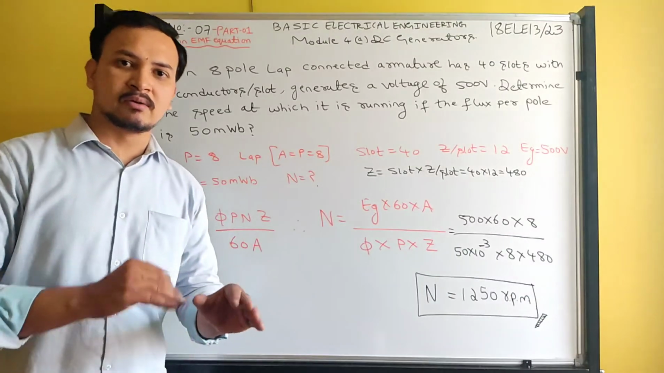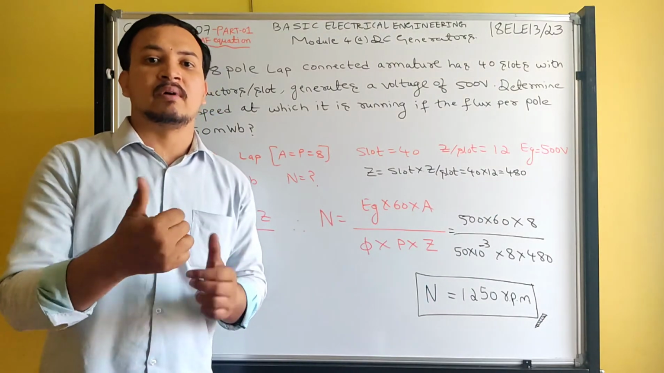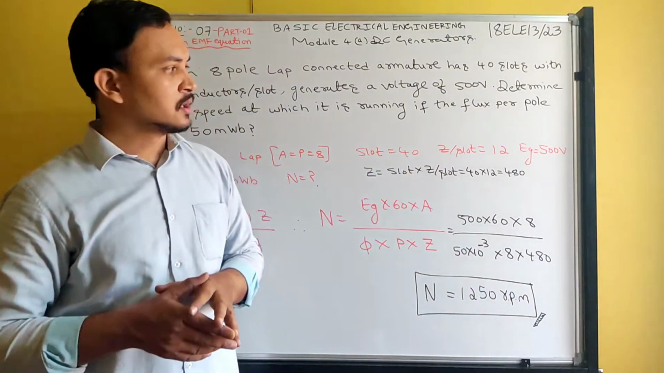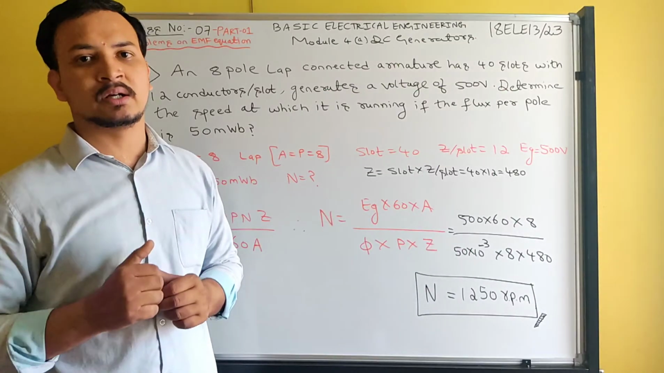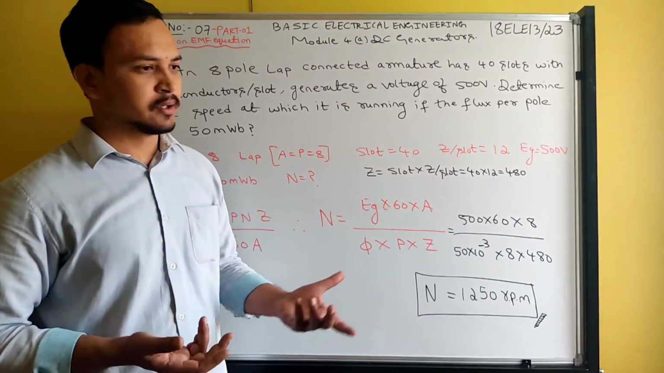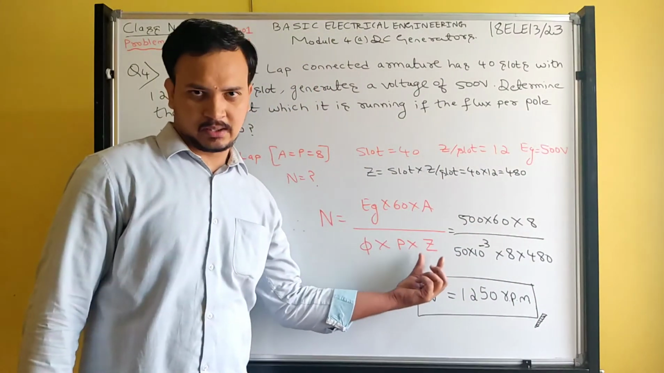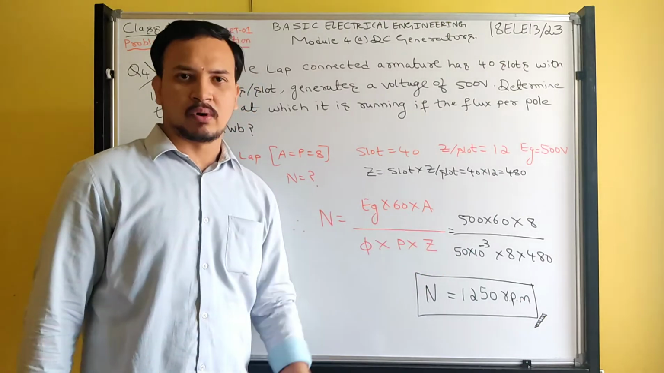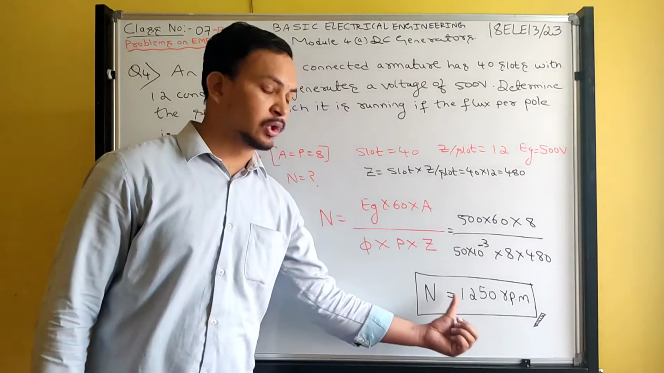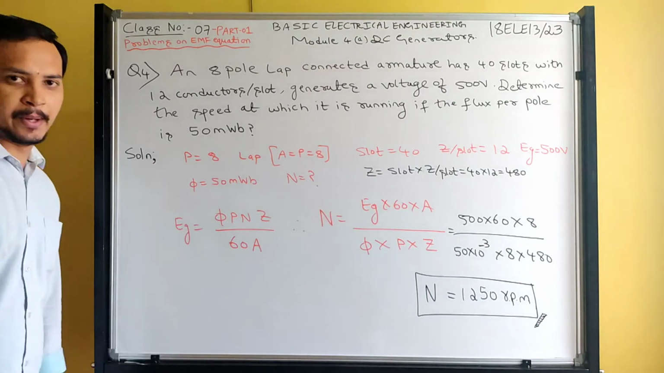In some problems they will give the Z value directly. In some problems they are going to ask you to find the value of Z from the data. So what is the data given? There are 40 slots. In one slot 12 conductors. How many conductors in total? Number of slots into number of conductors per slot. You multiply that and you will get the total number of conductors. You should always write the total number of conductors here. By solving this in the calculator, you get the answer 1250 RPM. Understood, guys? So pause the video and copy down.